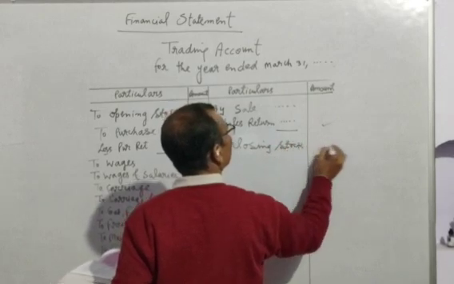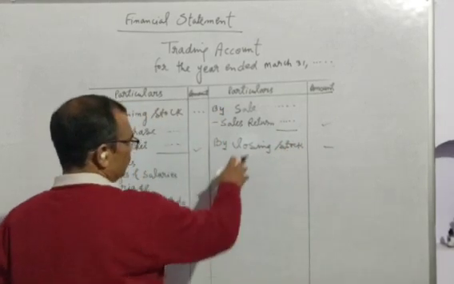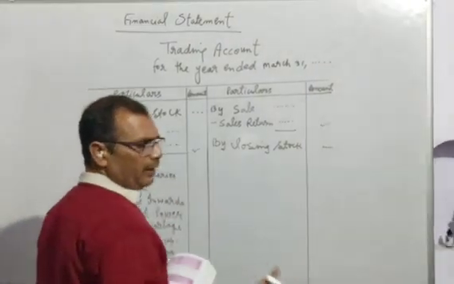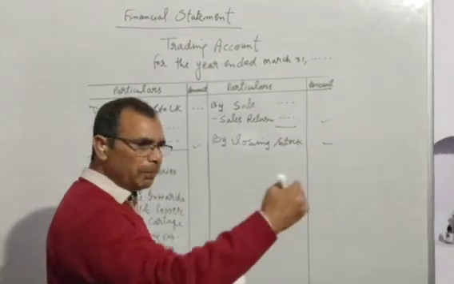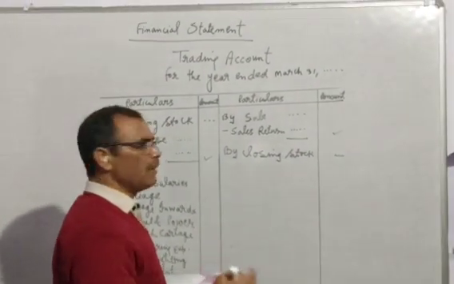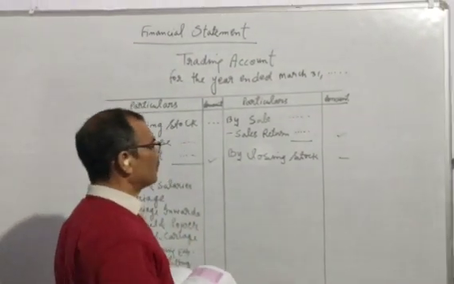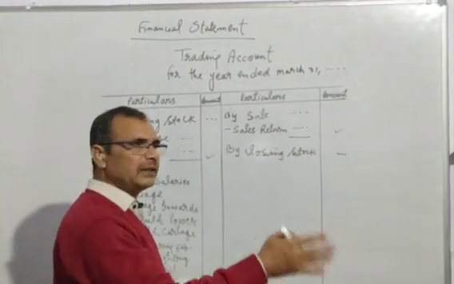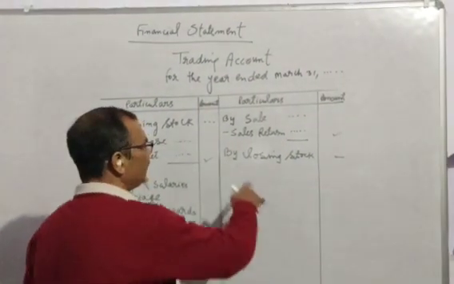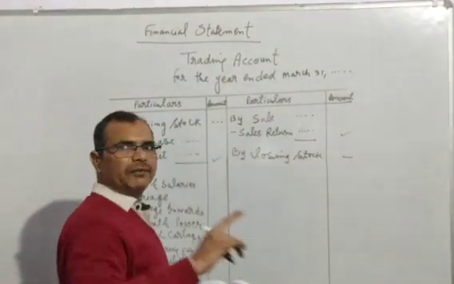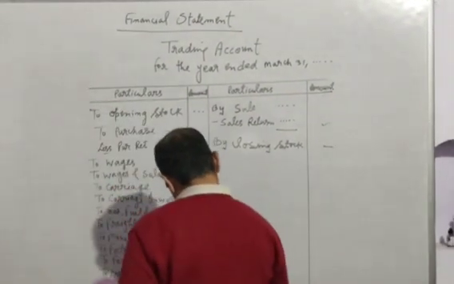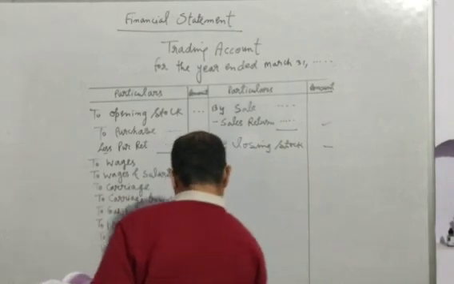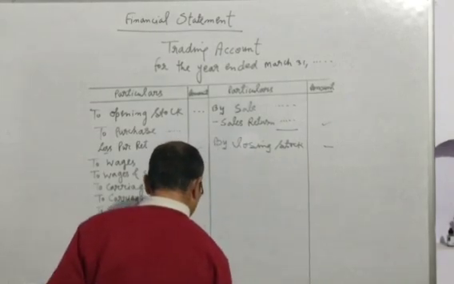Closing stock. This closing stock is given after the trial balance, meaning below the trial balance. Whenever the closing stock is given in the trial balance, at that time it will not be written here, it will go only in the balance sheet. We will discuss that in the next video. After doing this, we will take the balance.